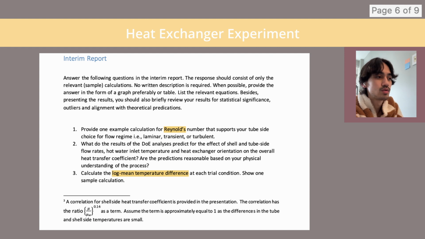Point 1 is provide an example calculation for Reynolds number that supports your tube side choice for flow regime: laminar, transient, or turbulent. And what do the results of the DOE analysis predict for the effect of shell and tube side flow rates, hot water inlet temperature, and heat exchanger orientation on the overall heat transfer coefficient? Are the predictions reasonable based on your physical understanding of the process? And then calculate the log mean temperature difference at each trial condition. Show one sample calculation. So here's what we want: log mean temperature difference, Reynolds number.